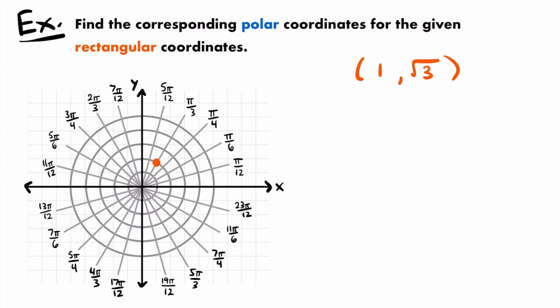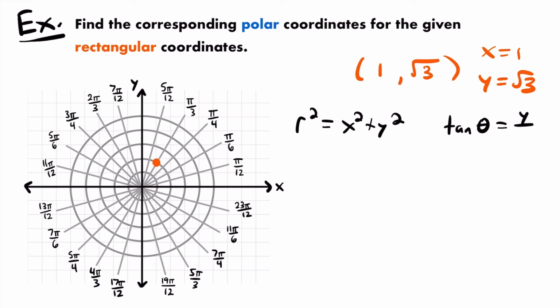First thing you want to do is identify x and y. In this case, we know that x is equal to 1 and y is equal to the square root of 3. And then when you convert from rectangular to polar, we're going to use two different equations. Instead of using x equals r times cosine theta and y equals r times sine theta, we're going to use these two equations. r squared equals x squared plus y squared, and tangent theta is equal to y divided by x.